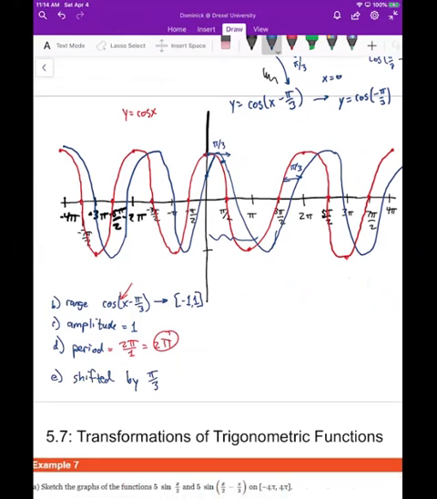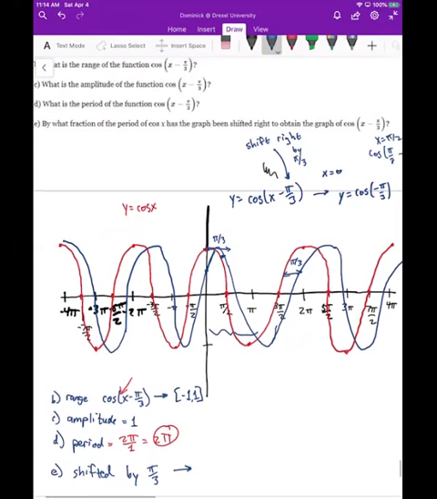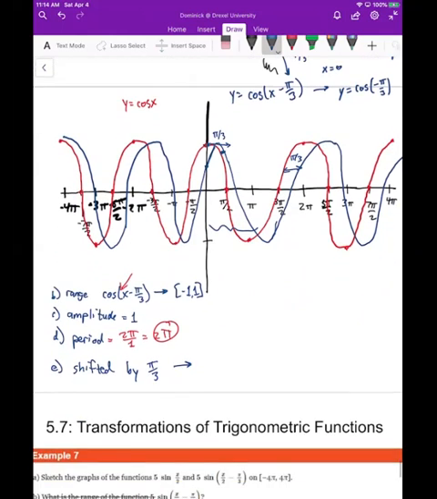Now, if you wanted to say this in terms of, I think they said, by what fraction of the period, right? So if the period is 2 pi, and I wanted to go to pi over 3, what would I need to multiply by? I would need to multiply by 1 over 6, right? So we've taken this and we shifted it by 1/6 of its period, is essentially the idea.